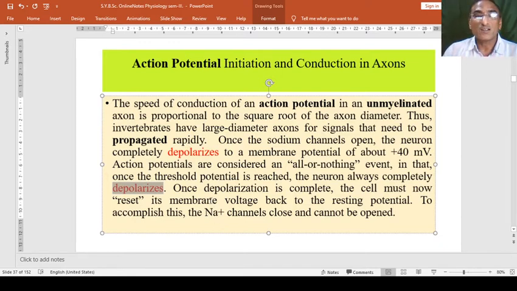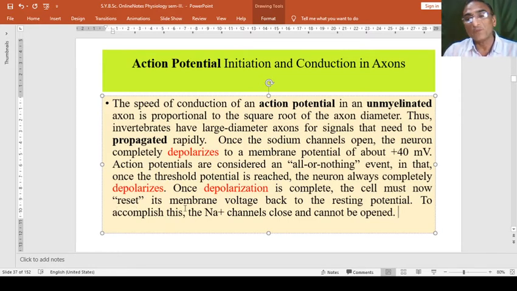Depolarization occurs, or takes place. This is the simple way. And as soon as the depolarization is complete, the cell must now rest. Means in between depolarization and the next repolarization, a hyperpolarization is there, and that is nothing but the rest period, or reset period. We can call it a reset period. Means again setting is taking place.